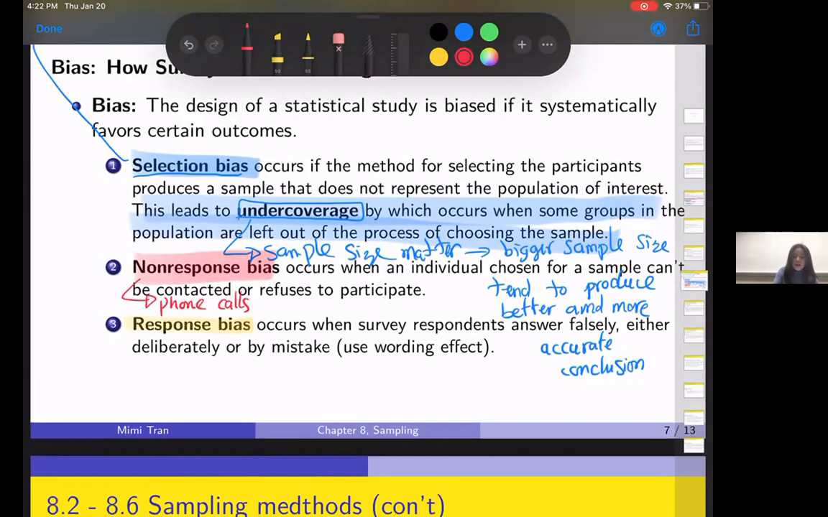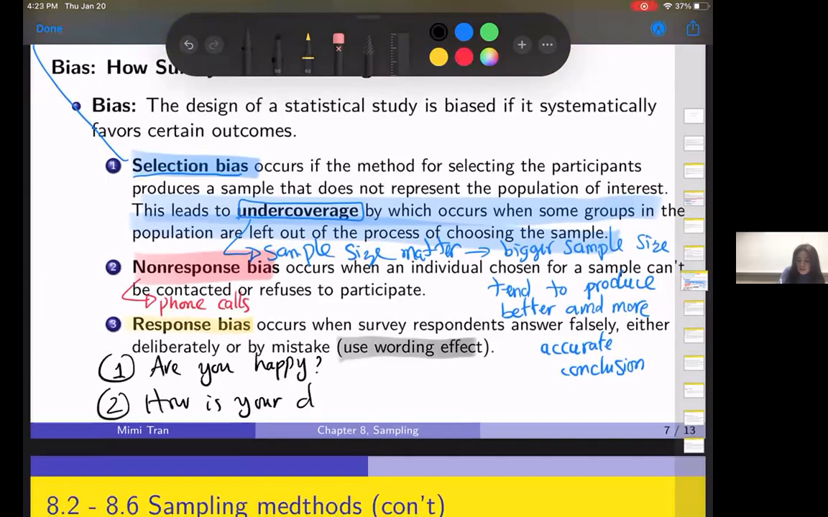the wording effect. Let me highlight what the wording effect means. Take a look at these two questions. Are you happy? How is your dating life? I got this one from the book. If I ask question one first, are you happy, and you answer, and then the next question I ask, how is your dating life, and then you answer, right?